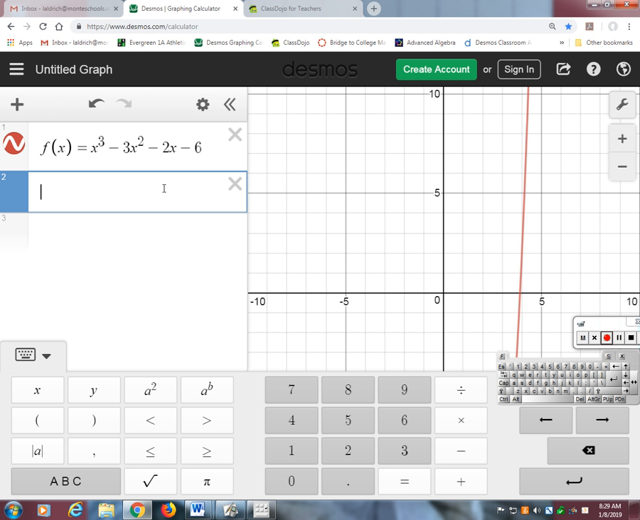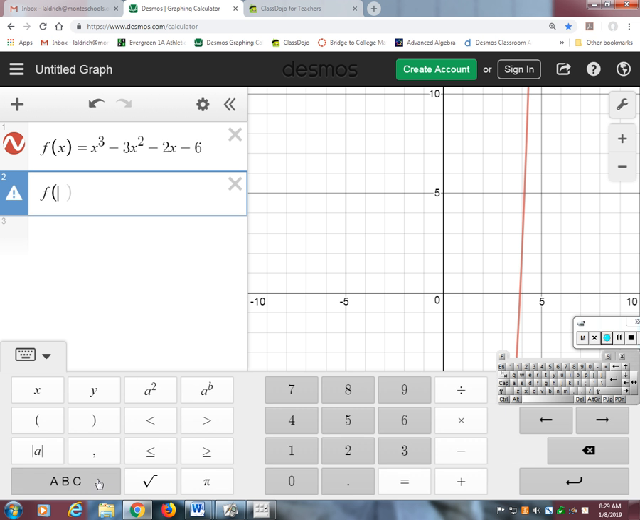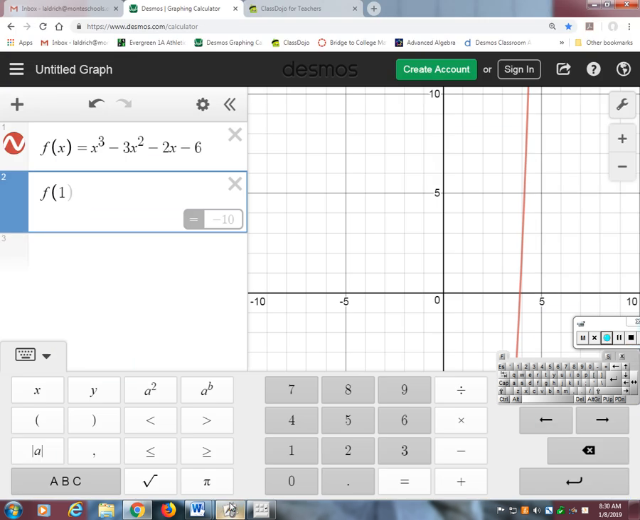You want to do 1, 2, 3, 4, 5? All right. So let's do f of 1 first. And if I plug 1 into there, then I get negative 10. So what I'm doing here is I'm making a little table. Here's x. Here's f of x. 1 gives me negative 10. Then if I change that to 2, I get negative 14.